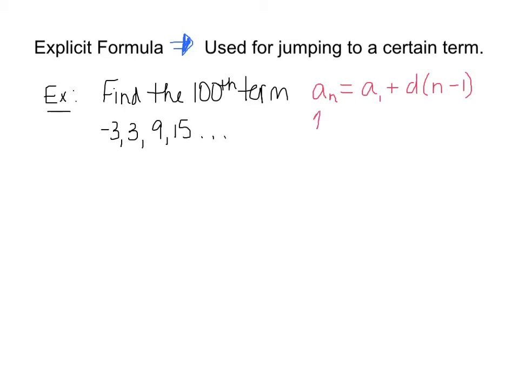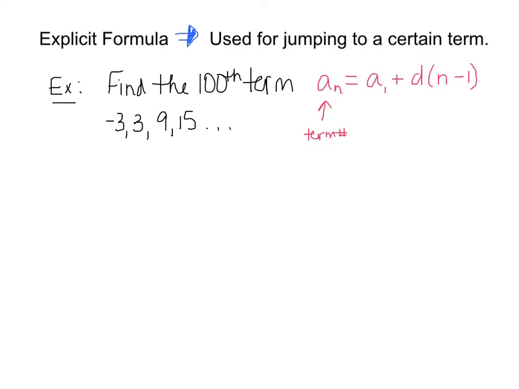Okay, so let's explain what these variables are. This a sub n represents the term number that you were trying to find. So for this example, it would be a sub 100 that we're trying to find. A sub 1 is the first term, so the first term that you're given. D, of course, is the common difference.